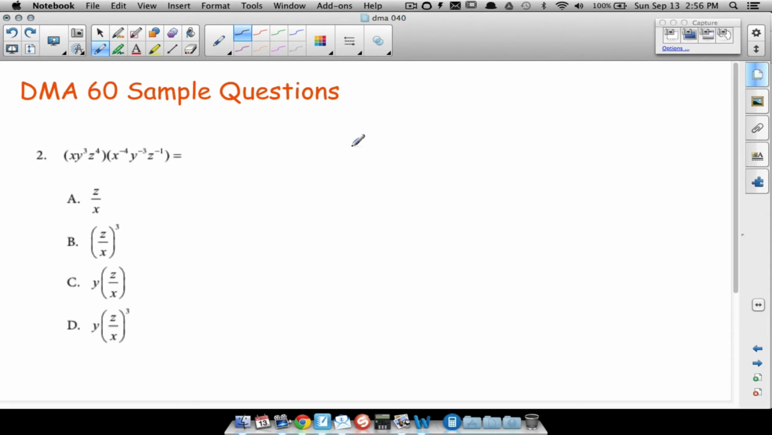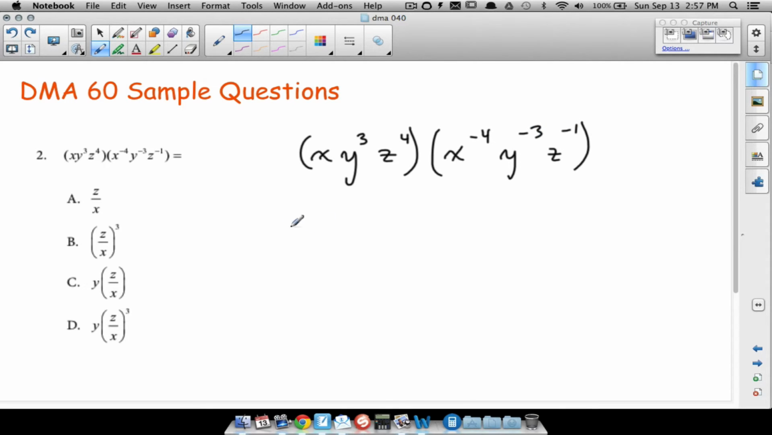Number 2, this may be a little bit too small, so let me rewrite this. We have xy cubed, no, that's a z, so z to the 4th. And then in the other parentheses, x to the negative 4, y to the negative 3, and z to the negative 1.